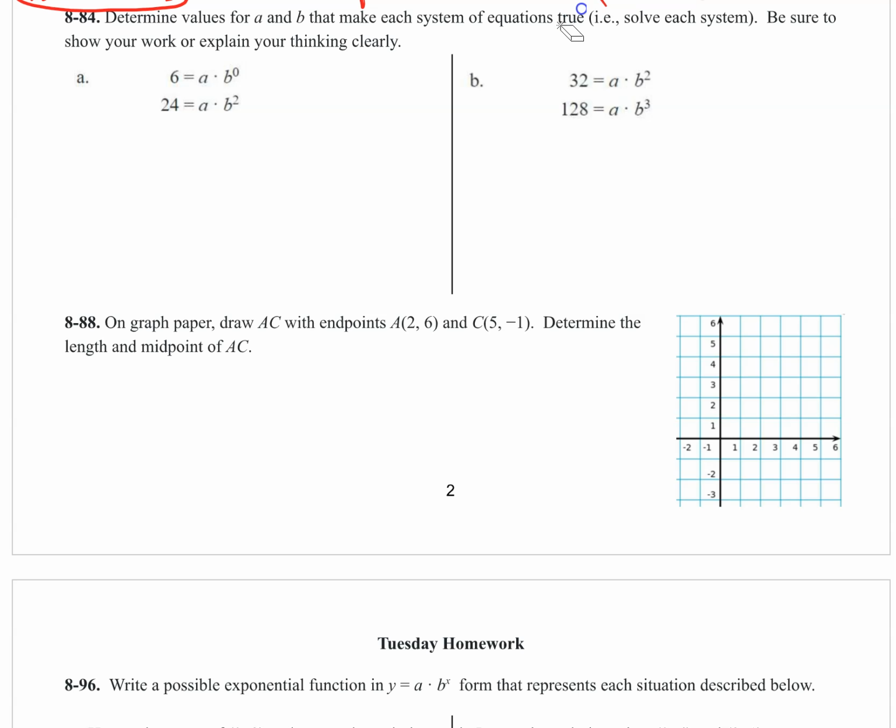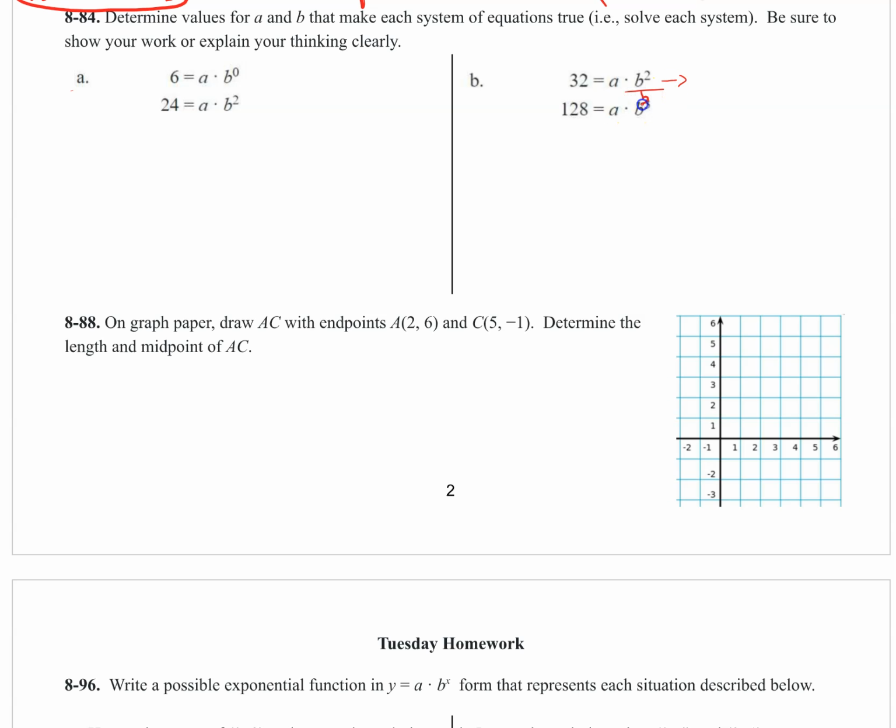8-84. Determine the values for A and B that make each system of equations true, i.e. solve each system. Be sure to show your work or explain your thinking clearly. All right, part A. First thing I'm going to do, I'm going to notice that any number, actually, I'll let you solve part A. I'm going to solve part B. Okay, 8-84. First thing I'm going to do is solve this top one for A.